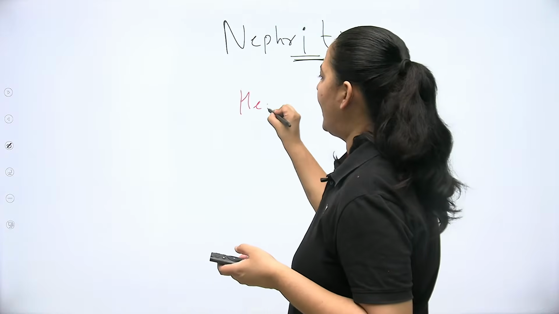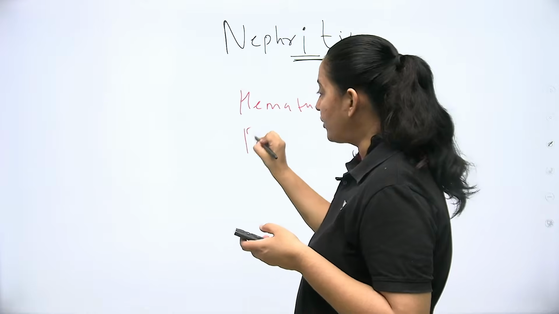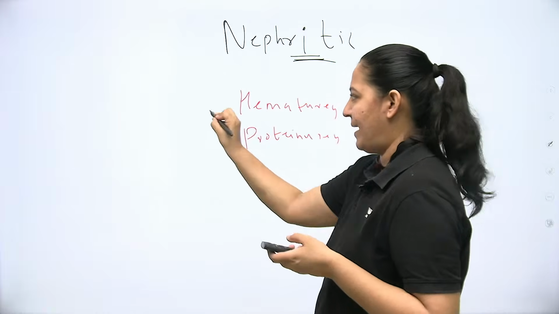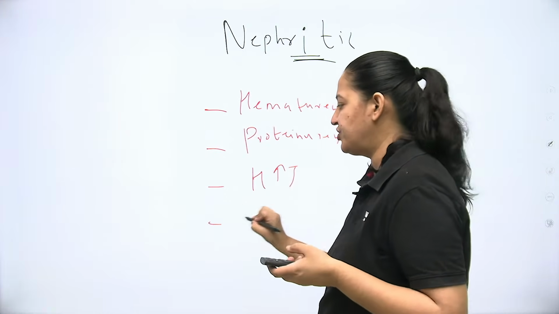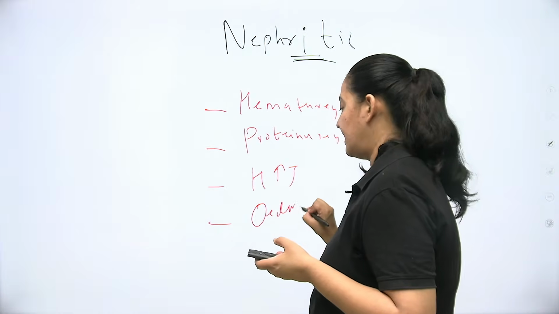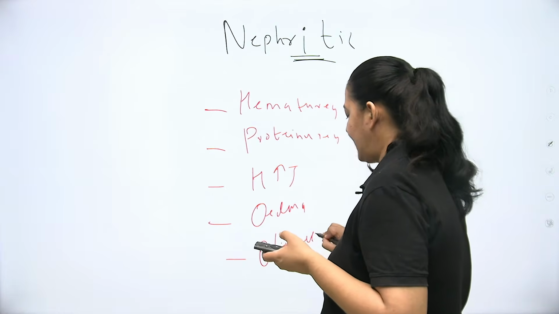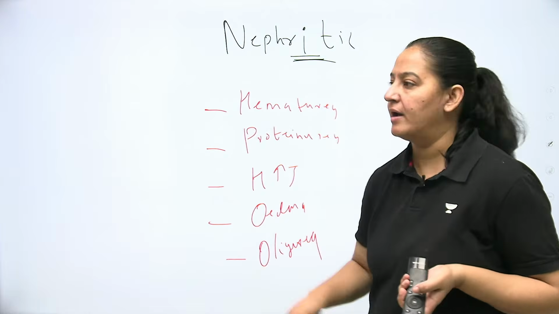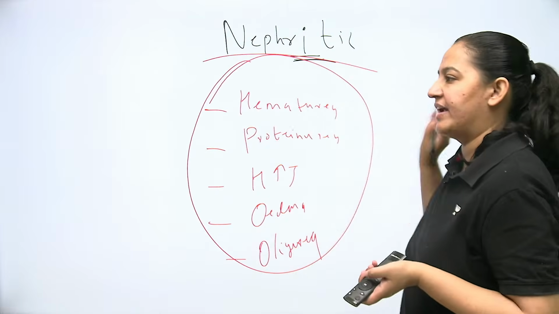It's hematuria, that is blood in urine, right? Hematuria. It's proteinuria, that is protein in urine. Hematuria, proteinuria. The third is hypertension, rise in blood pressure. The fourth is edema, that is swelling, and the last is oliguria, that is urine output less than 400 ml per 24 hours. If these 5 features are present in any patient, the patient is having nephritic syndrome.